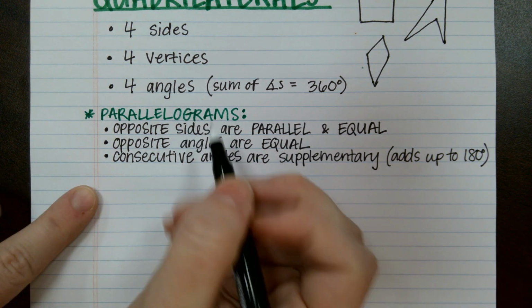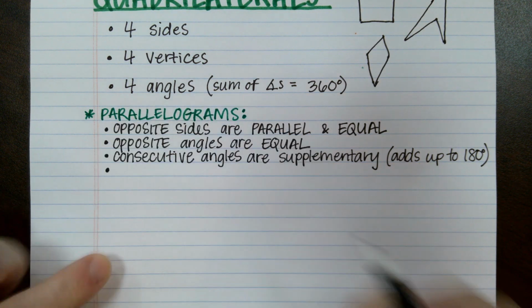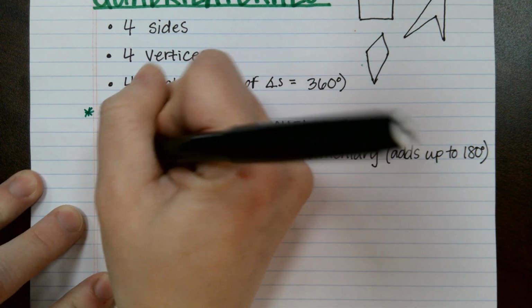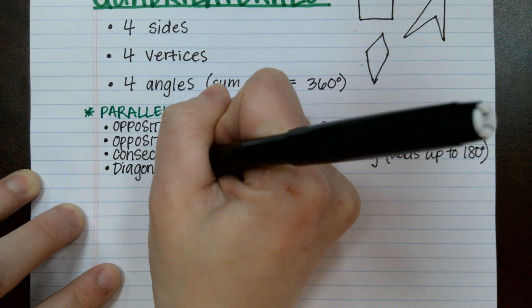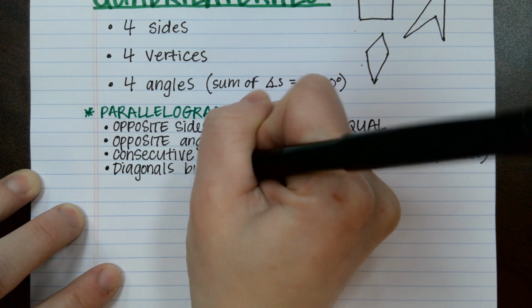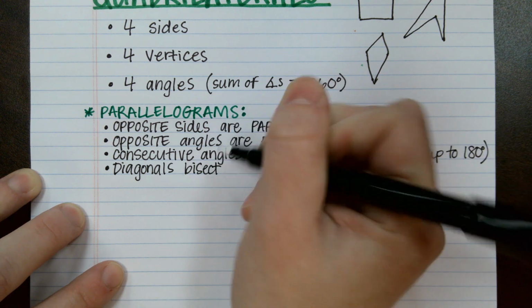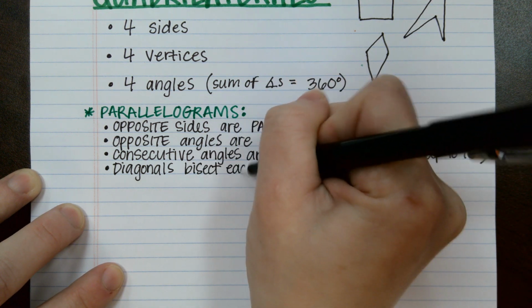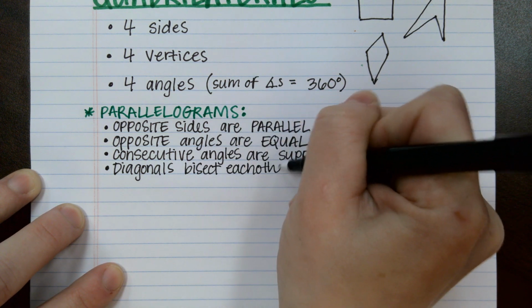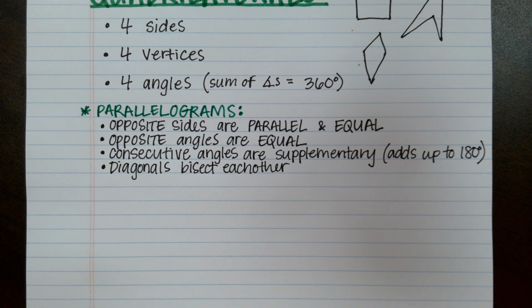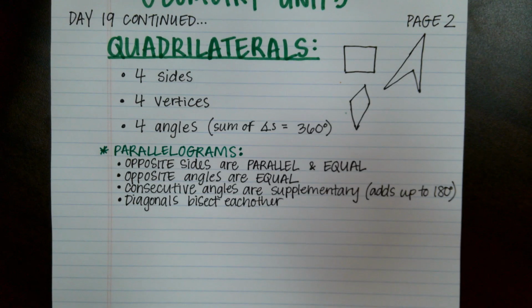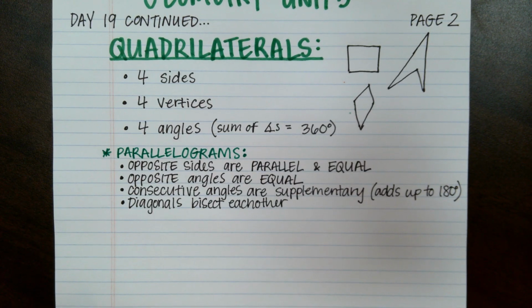The last requirement is that diagonals bisect each other. I'll give you guys a minute to write those requirements down, and then we'll draw a picture.